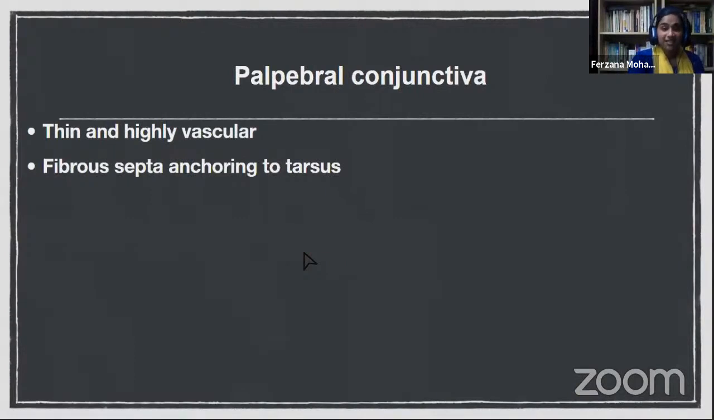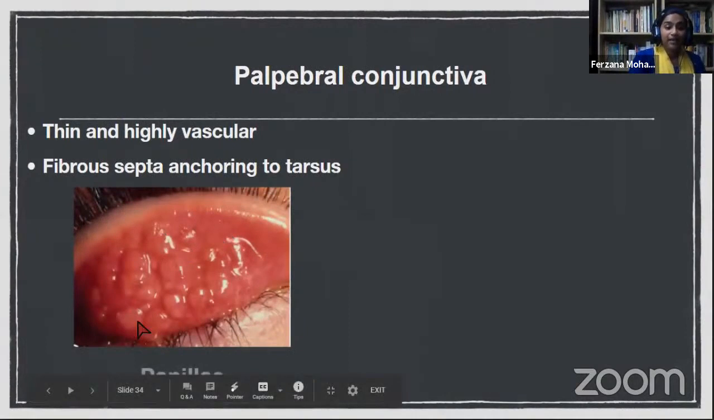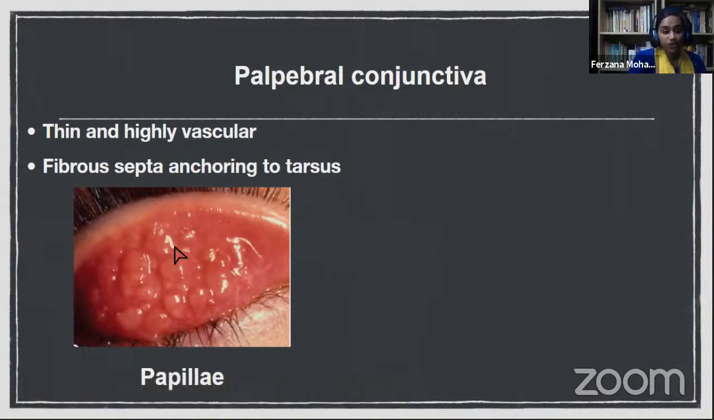The palpebral conjunctiva is thin, very vascular, and has fibrous septa anchoring it to the tarsus. It also has the highest number of antigen-presenting cells, which is perhaps why there are conditions like papillae. Papillae are elevated, flat-topped lesions with a cobblestone-like appearance. They are red at the bottom and pale at the top. And they're characteristically seen in allergic conjunctivitis and also in contact lens users.